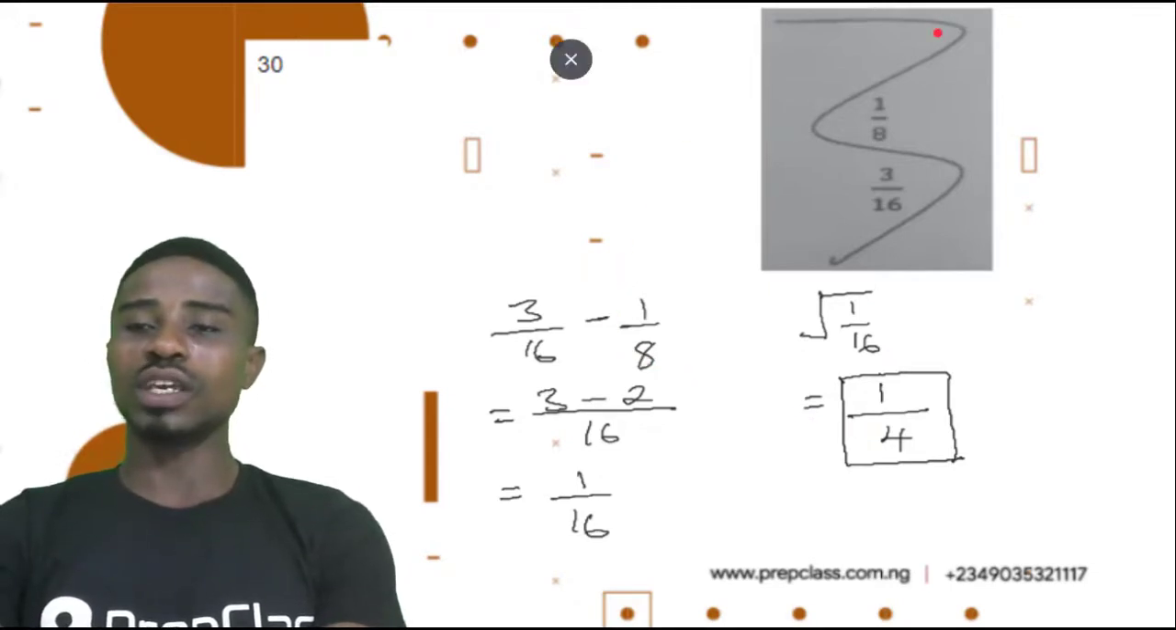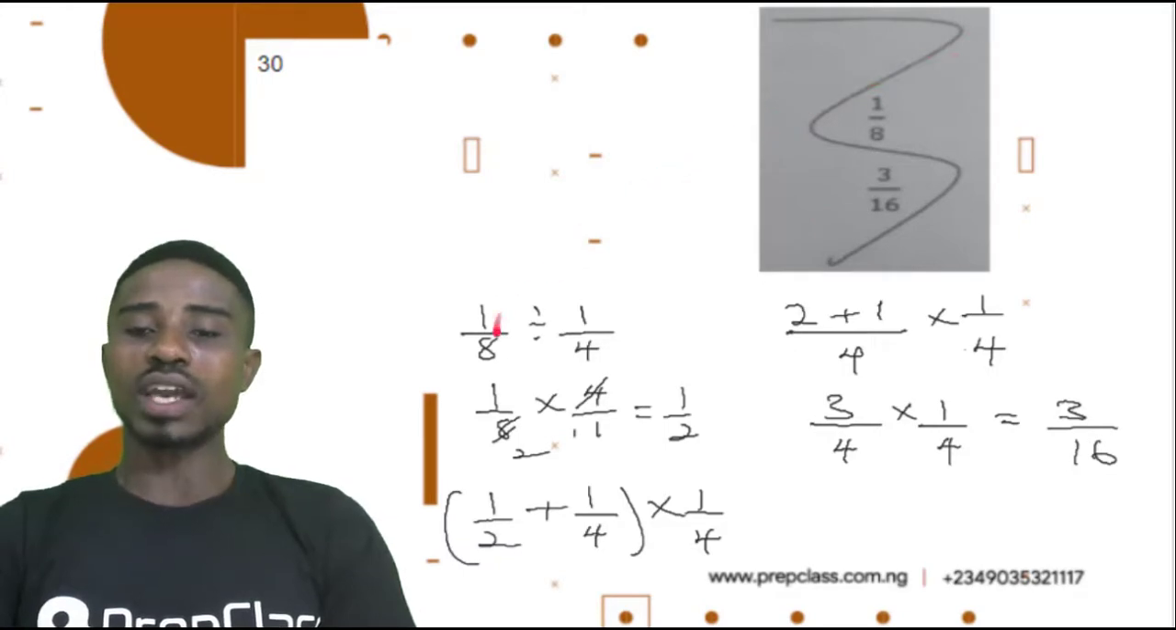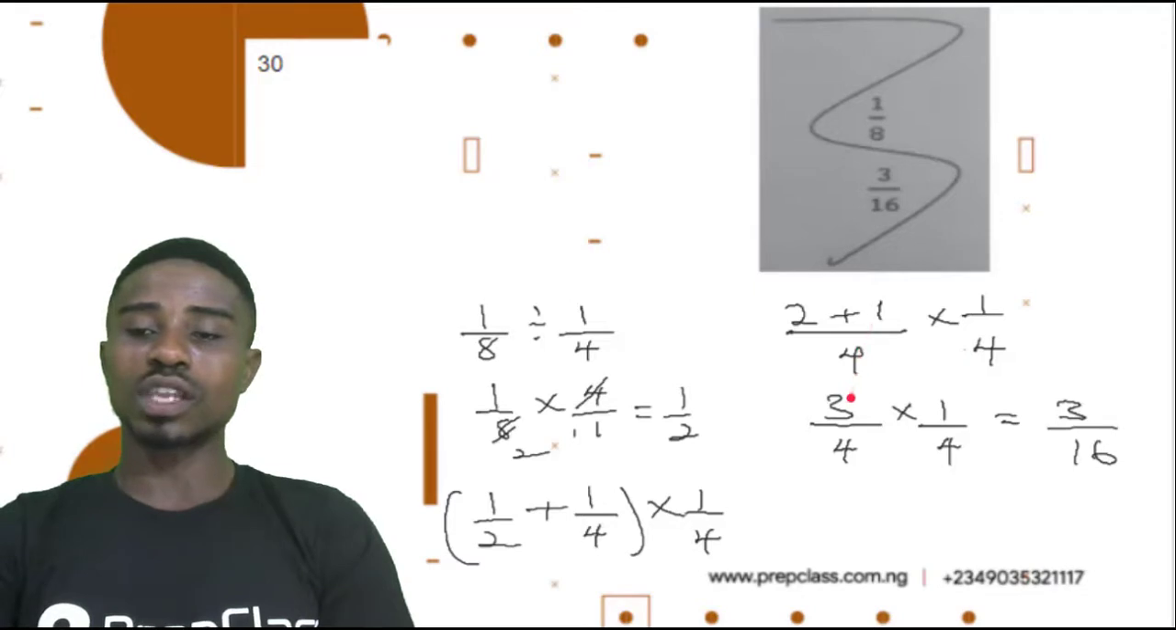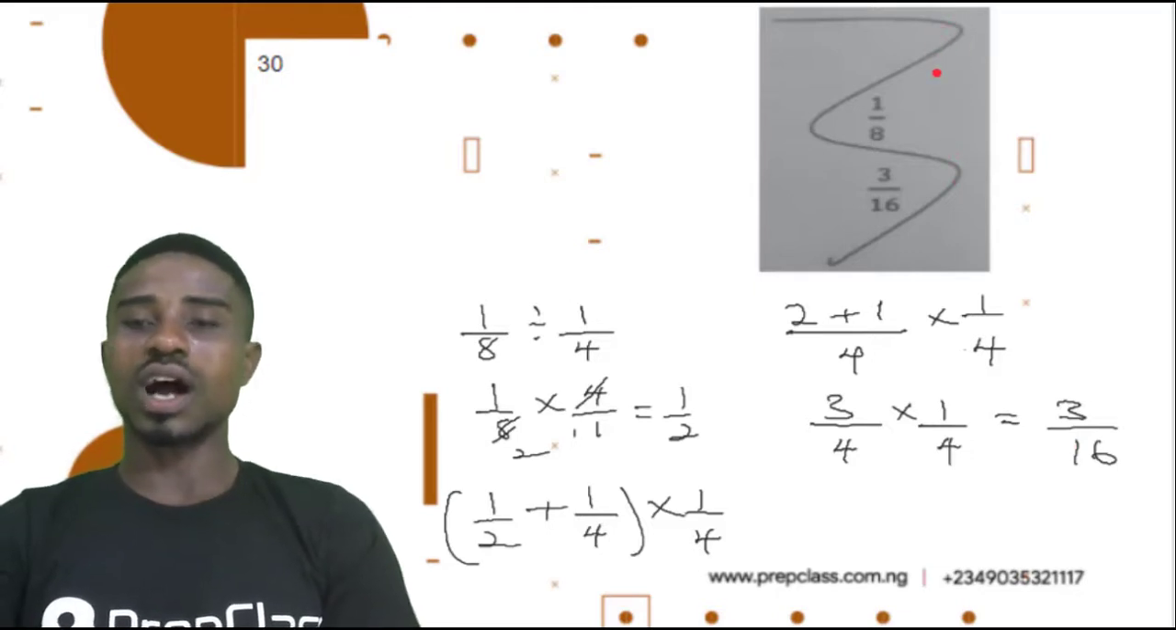So if we are to try it the other way to see if it holds, so 1 over 8 divided by 1 over 4, this is division. And for this to operate, we'll need to change it to multiplication, then flip it. So it will change to multiplication, then 4 over 1. 4 will cancel out 4 to give us 1, and 4 over 8 gives us 1 over 2. So 1 over 2 plus 1 over 4, times 1 over 4. For 1 over 2 and 1 over 4, we'll find the LCM of 2 and 4, which is 4. 4 divided by 2 will give us 2, plus 4 divided by 4 will give us 1, times 1 over 4. So 2 plus 1 will give us 3 over 4 times 1 over 4, which will give us 3 over 16. 3 times 1 is 3, 4 times 4 is 16. So 1 over 4 is actually our correct answer.